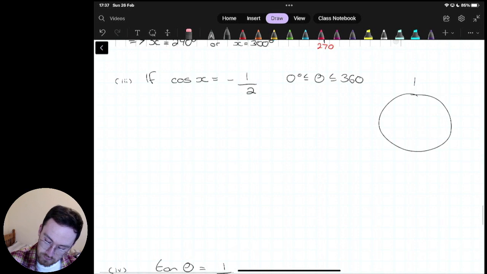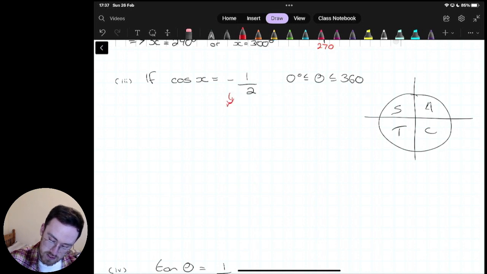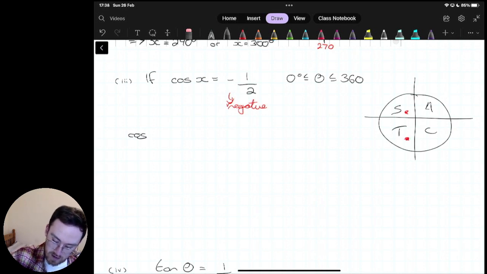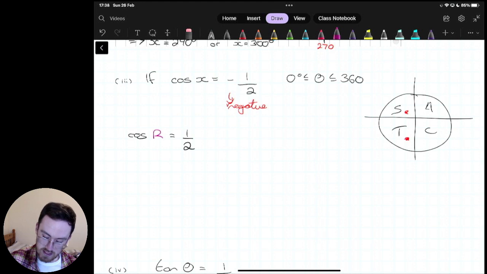So thinking of my CAST circle, cos is negative for this question. So my answer is negative, which means that I'm looking in this section and this section here. Okay. Now I need to look for my reference angle. So remember, for our reference angle, we ignore the signs. We just get rid of it because our reference angle is in the first quadrant. So my reference angle is cos inverse of a half, which is again 60 degrees.